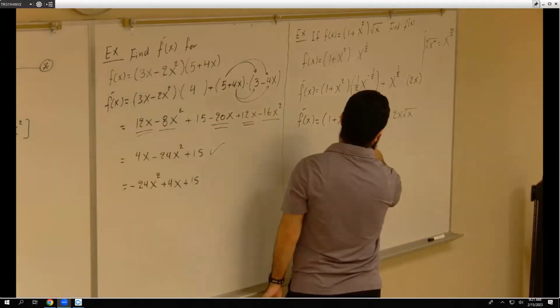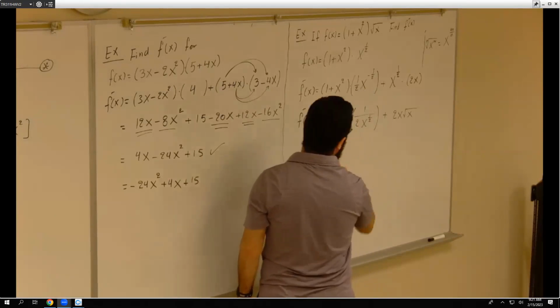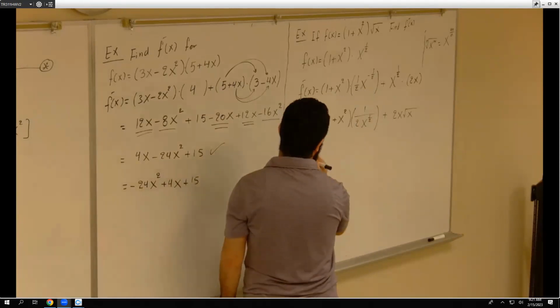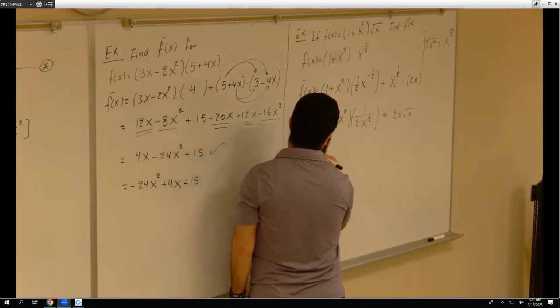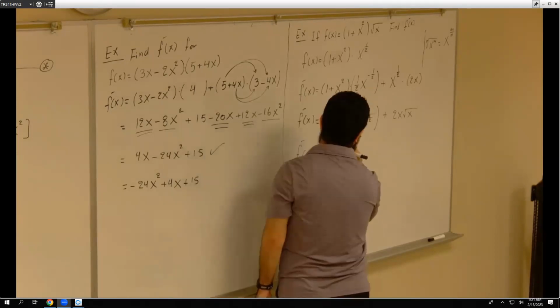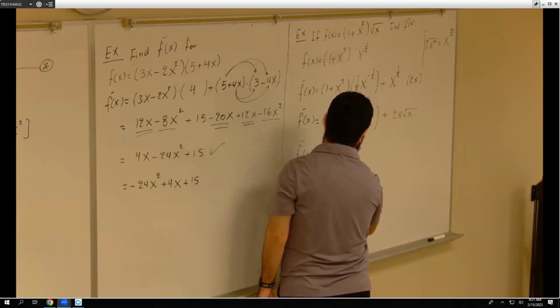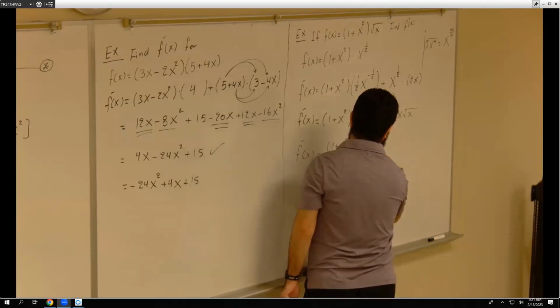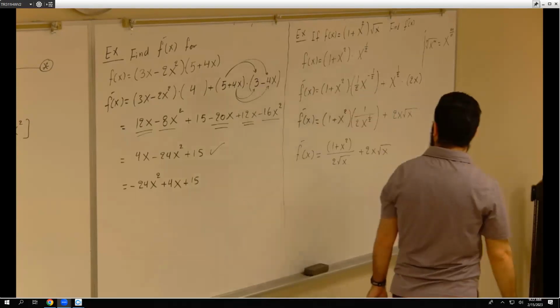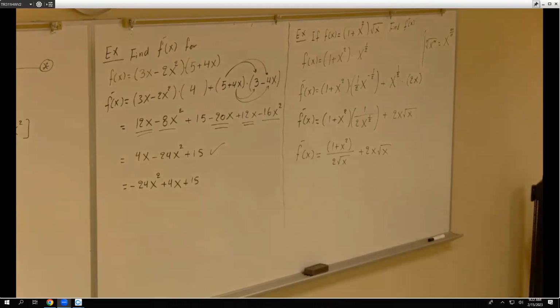Now on this side, can we simplify it more? Can I write down f prime of x equal to this one times 1, which is going to be 1 over x squared over 2 square root of x, and here on this side is going to be 2x square root of x. That's it. We can't simplify it anymore. You want to combine these together? Well, our goal is just to find the derivative.